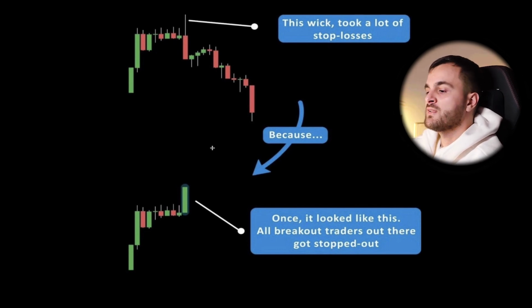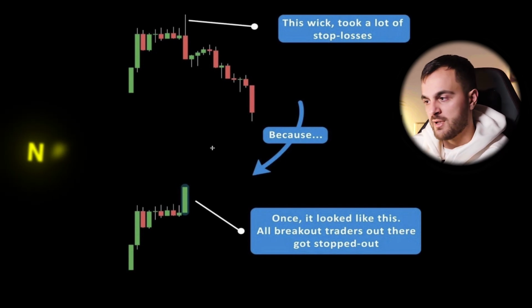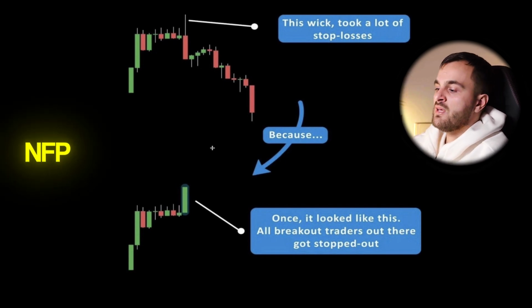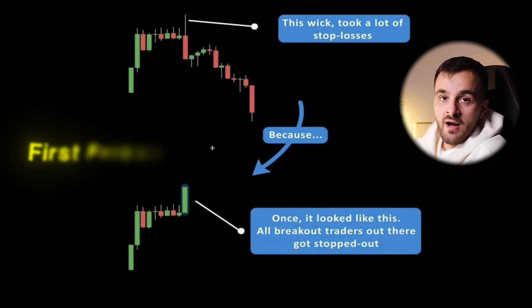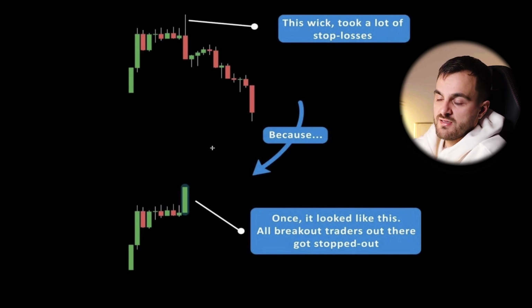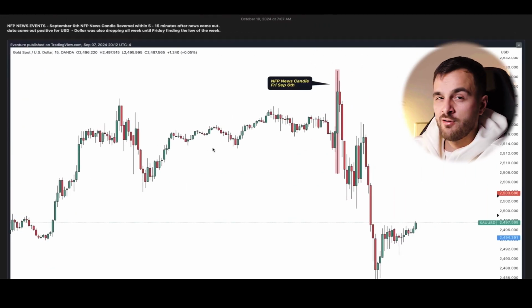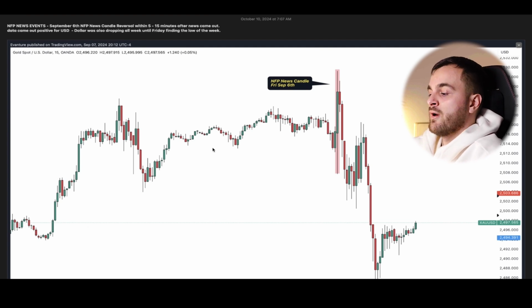And let me show you exactly what the news candle looks like. This was NFP, known as non-farm payroll, which happens on the first Friday of every month. This was on Friday, September 6th. Right now I'm on gold. I only trade gold and crypto, for those of you guys that know me, right?